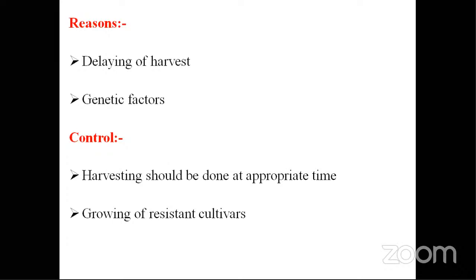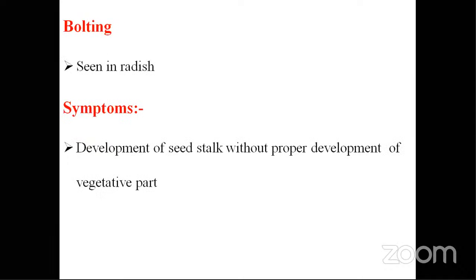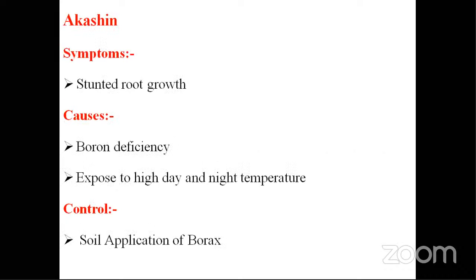But before that, if you harvest and eat, then it is very pithy and very fibrous in nature, with holes also formed in it. Next, harvesting should be done at the appropriate time, and resistant cultivars should be grown. Bolting occurs not only in radish but in any crop. Among all the 4 root crops given as options in the exam, if they ask about bolting, then radish is the answer, because radish is more susceptible to bolting.